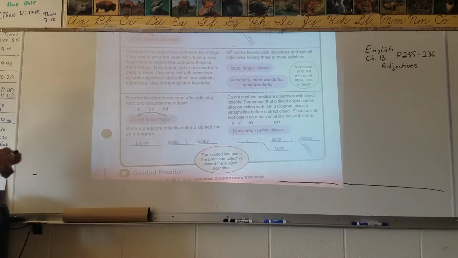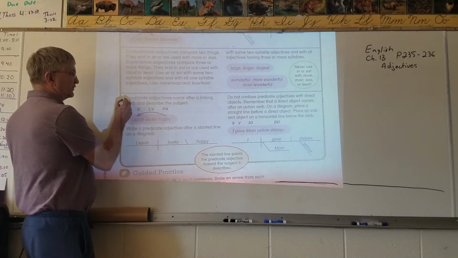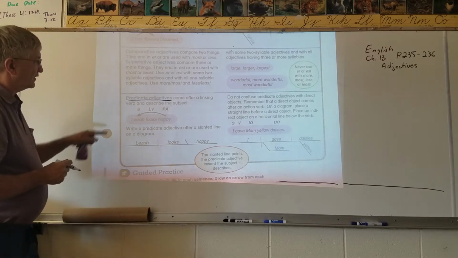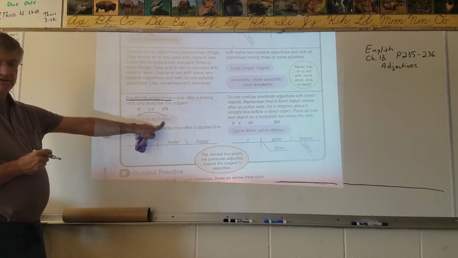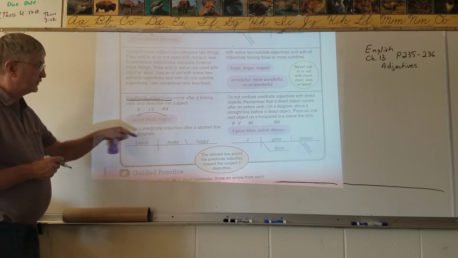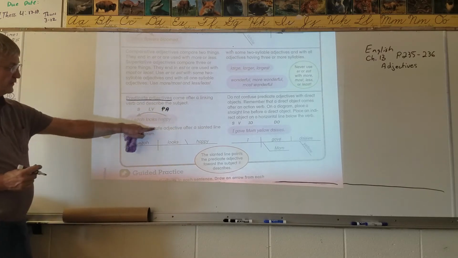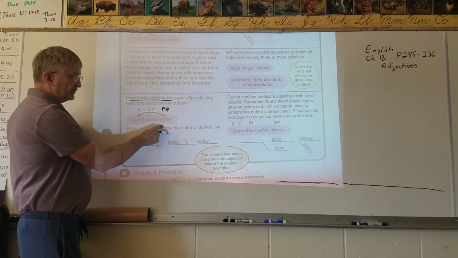Predicate adjective, which we're familiar with. We just got done with it, which is another reason we went to this chapter. Predicate adjectives are adjectives that occur in the predicate after the verb. So we have what we call PA. I'm not going to go too much on those because you're familiar with those already from the previous chapter.